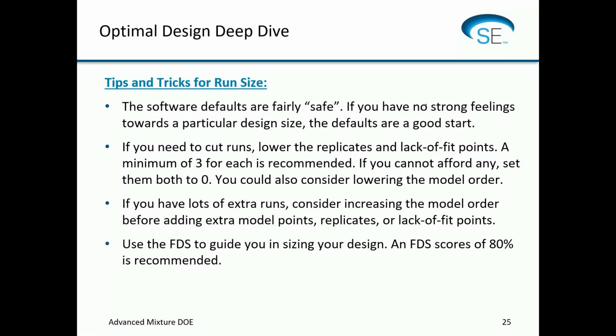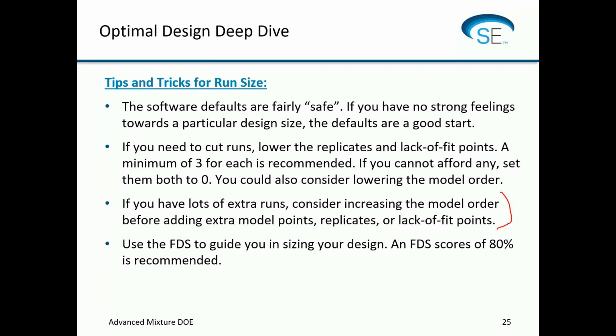You could also consider lowering the model order. So instead of fitting a quadratic model, fit a linear model. But I'd rather almost just take a gamble on fitting the higher order model than fit a lower order one, have a lack of fit test tell you it's not enough, and then not have any budget to continue on. If you have lots of extra runs, meaning you have a pretty generous run budget, consider increasing the model order before adding extra model points, replicates, or lack of fit points.